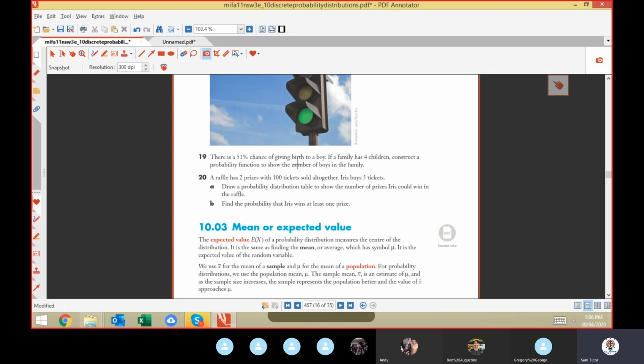There is a 51% chance of giving birth to a boy. The family has 4 children. Construct. Just show the number of boys in the family.